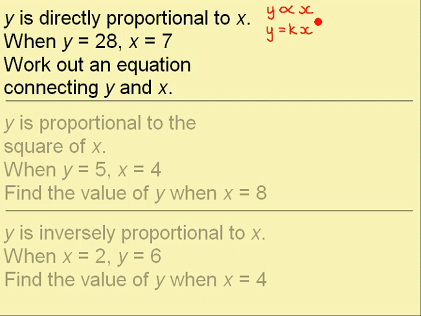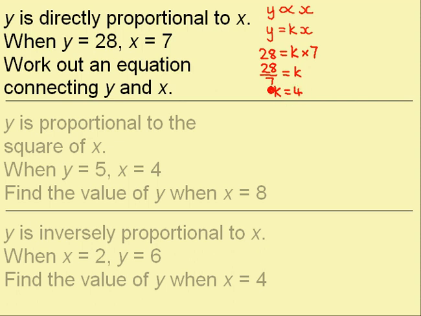Now this is the only difficult part of proportion questions. Once you've written this line and swapped the proportion symbol for equals k, the rest of it is as straightforward as this. I'm told that y is 28, so I'm going to change the y for 28. And I'm told that x equals 7, so I'm going to change the x for 7. Now remember, kx means k times x, and I know that x is 7. Now I can divide both sides by 7 to find out what k is. So I've got 28 over 7 equals k, and that tells me that k is equal to 4.